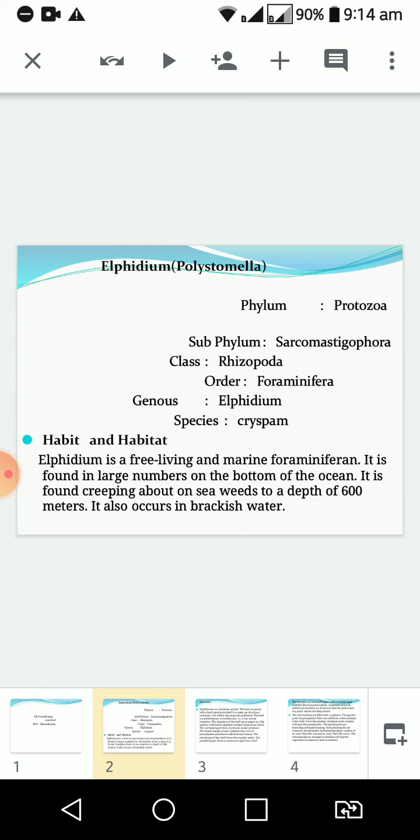Now Elphidium is a free living and marine foraminiferan. It is found in large numbers on the bottom of the ocean. It is found creeping about on seaweeds to a depth of 600 meters. It also occurs in brackish water.